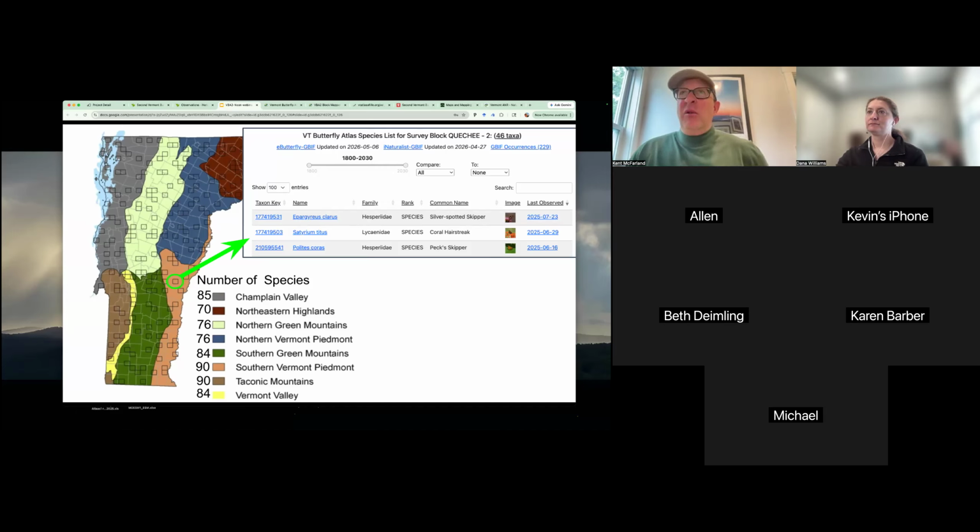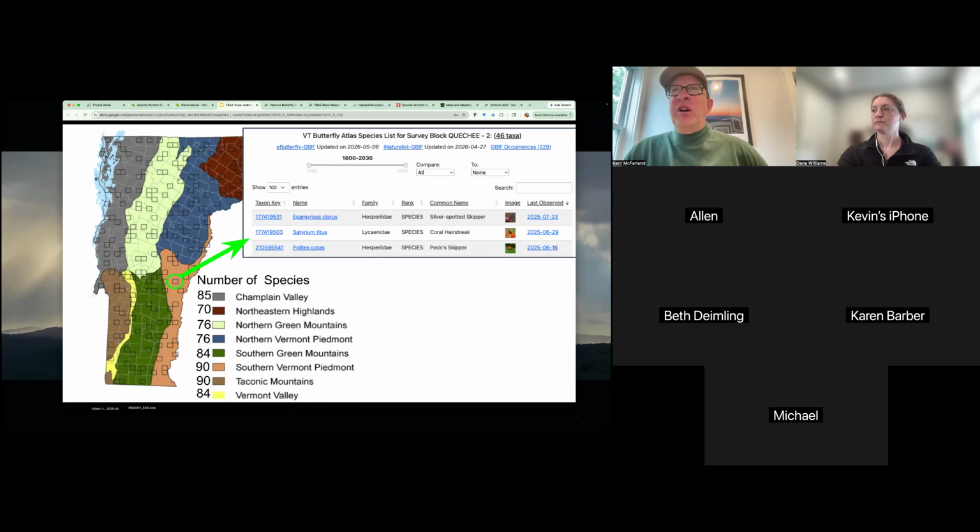and I can show you this in a second. This is right off of our block mapper tool, right on the website. If you go there and look, you can get a list of everything that's ever been found on your block, and it's live. It brings all the digital data in live at the moment. So if it blinks for a second, it's because it's pulling a lot of data in. The first thing it shows you is, okay, this is Kent's block. It's Queechy 2, and all time, forever, from 1800 to 2030. It somehow knows into the future. Just kidding. We found 46 butterfly species on that block.